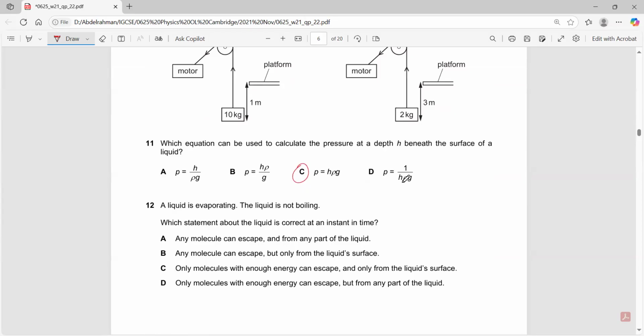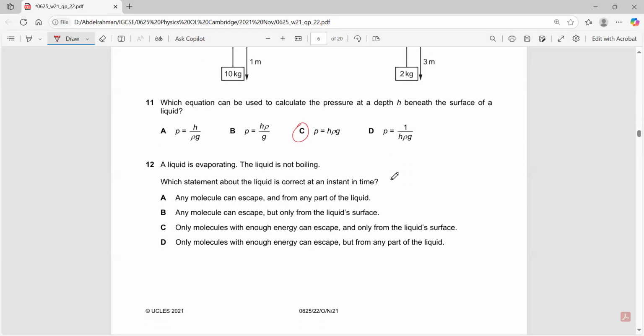A liquid is evaporating, it's not boiling. Which statement about the liquid is correct at an instant of time? Can any molecule escape? No. Only molecules with enough energy can escape, and only from the surface. Only from the surface, yes.